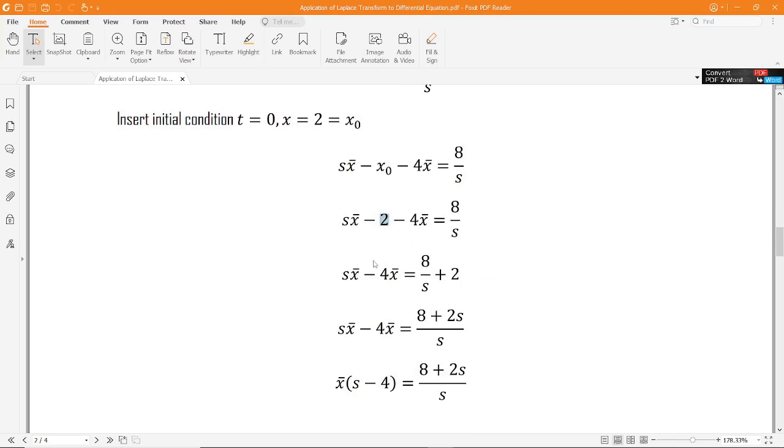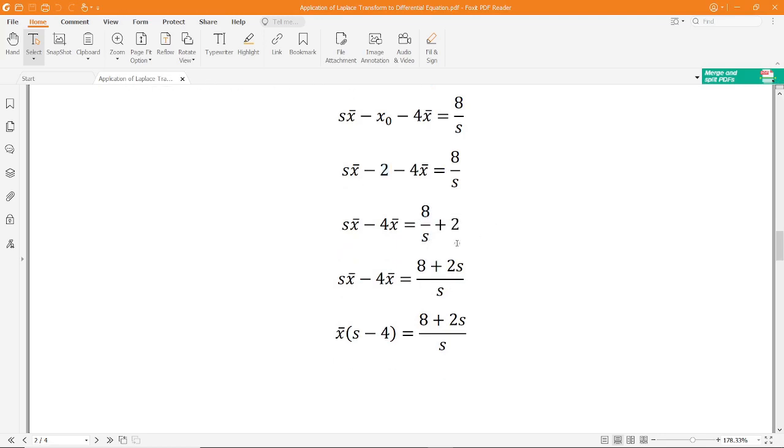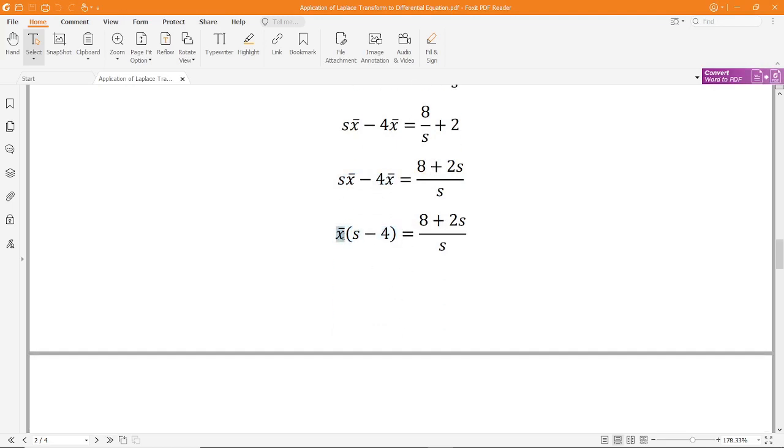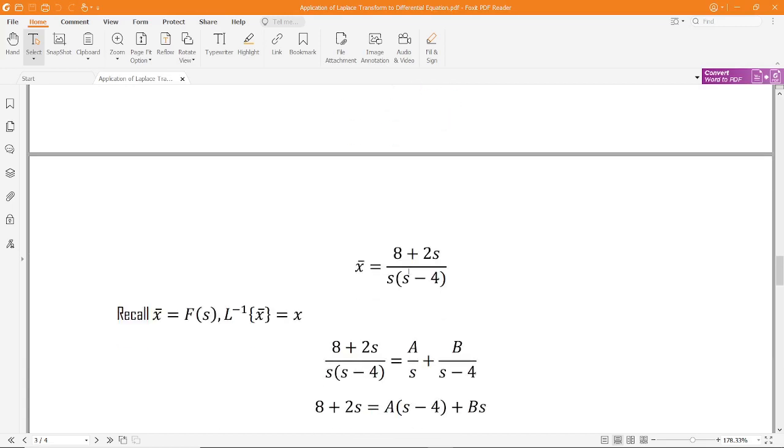Now, what is left is to rearrange the equation until we have x bar as the subject. The first thing done here is to bring this minus 2 to the right side of the equality sign. So that will be 8 over s plus 2. And if you take the math of this, for s to be the denominator, 2s plus 8 has to be here as the numerator. Also, from here, you can factor out x bar to have this s minus 4 in the bracket. To make x bar the subject, we only need to bring this bracket of s minus 4 as the denominator on the right side, which is what has been done here.